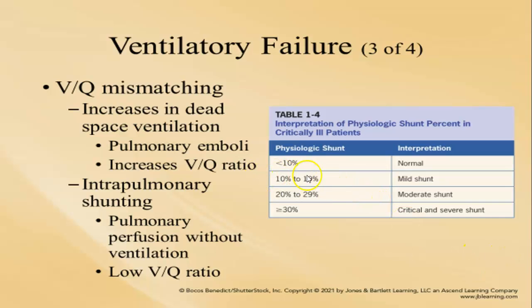Then 10 to 19 is considered mild, 20 to 29 is moderate, and greater than or equal to 30 is the critical number. That is critical. That's where you're going to intervene with mechanical ventilation.